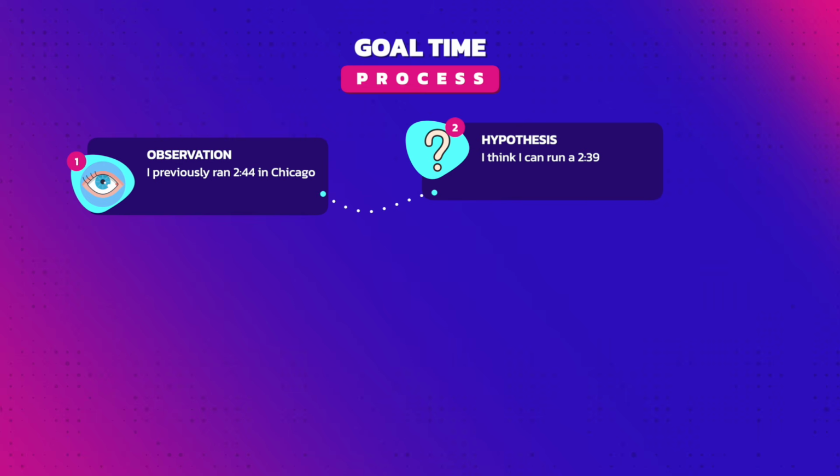My hypothesis in this case is I think I might be capable of running a 2:39 marathon. But it's not as simple as that. It doesn't just stop there and then I just train blindly towards that and then on race day I do it. There's three more parts of the process.